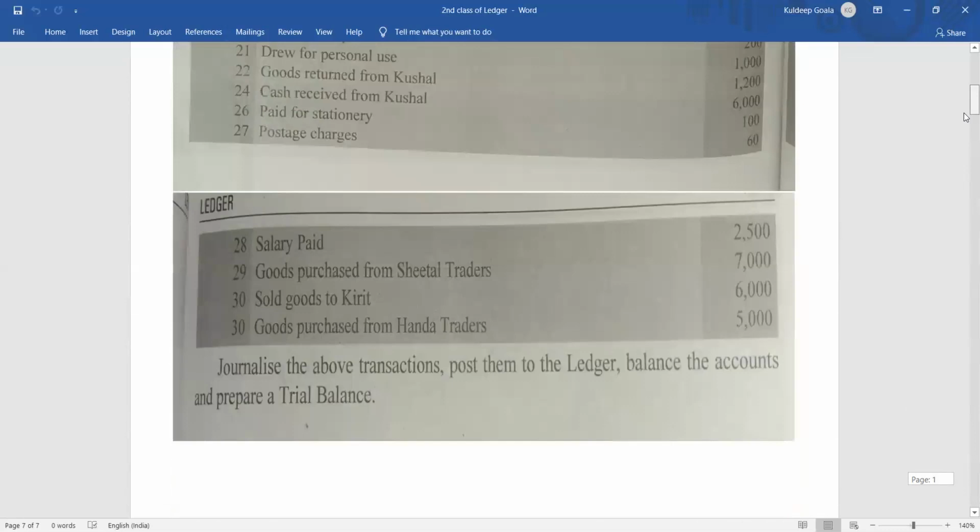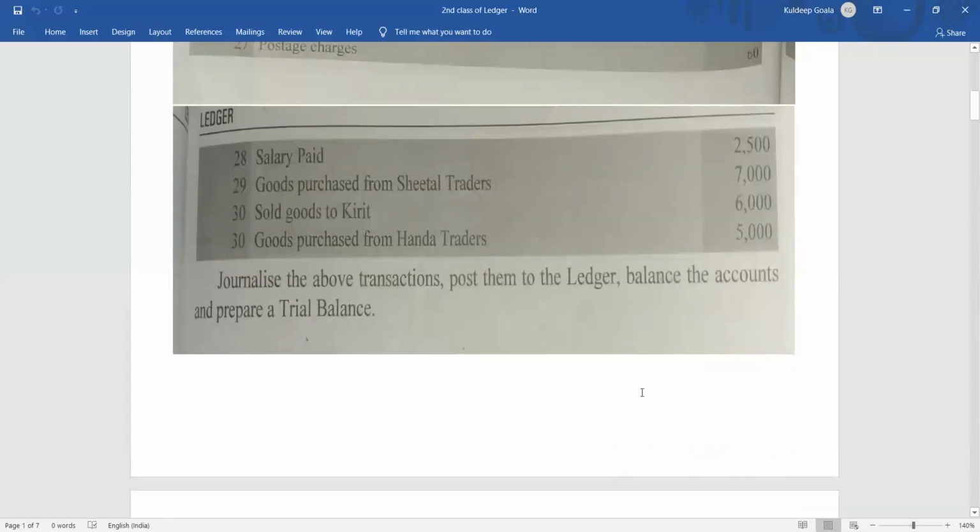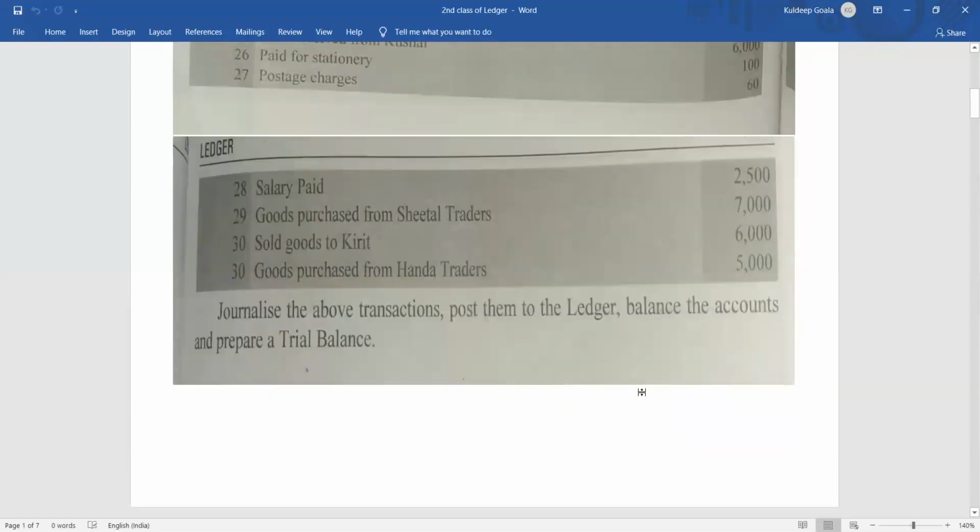What are there? Sold goods to Kriti, that we know what is the journal entry you will do, and you'll solve it out. Then goods purchased from Honda traders, that also you can do same. Okay, now I'll teach you how to do the ledger balancing.